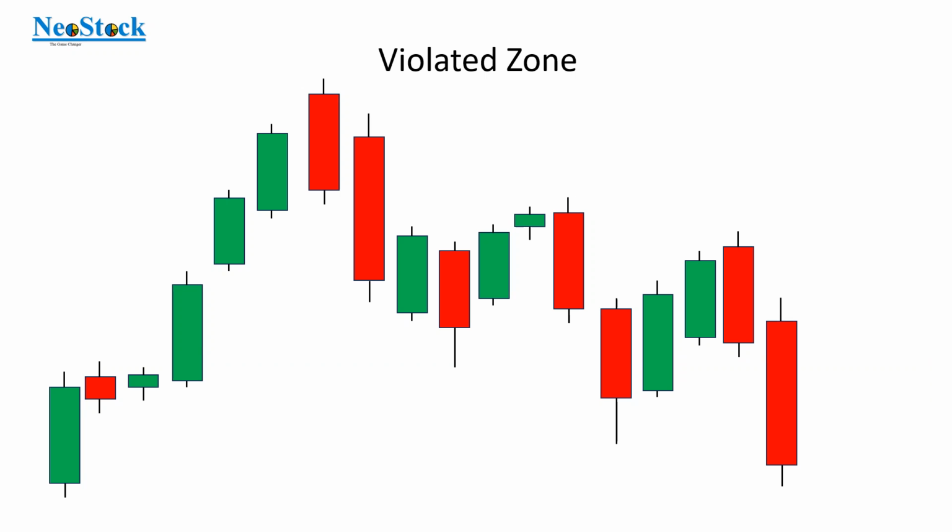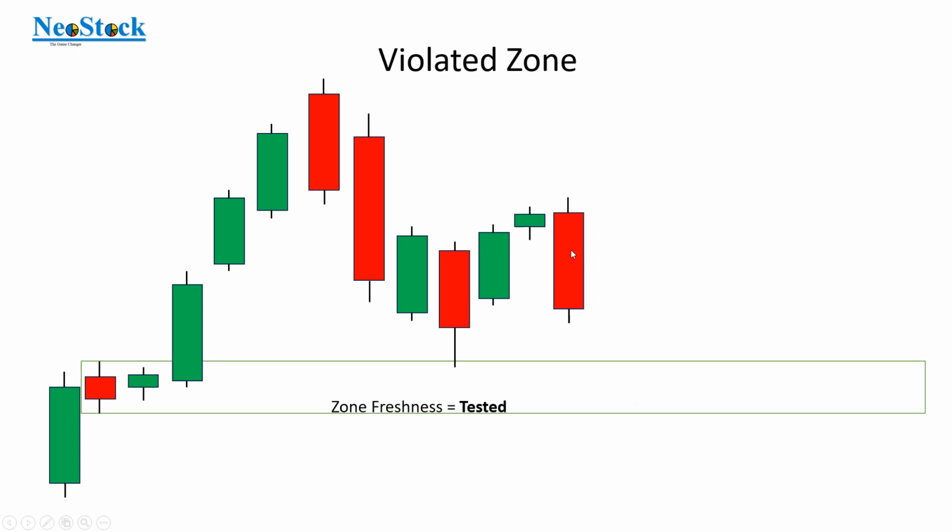Let me show you one more example of violated zones. Previously what happened? The zone is pierced, right? Let us look into it, just go below that candle. This is before pierced. This is another scenario. See, price has completely violated it now. Previously it was tested. Now what happened? Price went completely below this demand zone and also closed below this demand zone. Now the zone freshness is changed to violated.